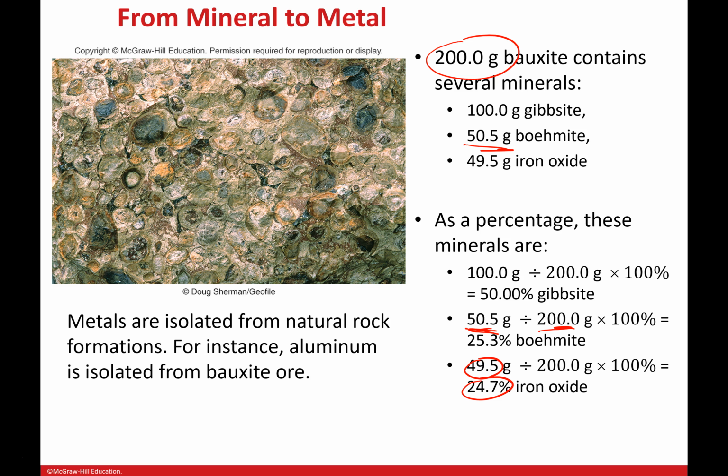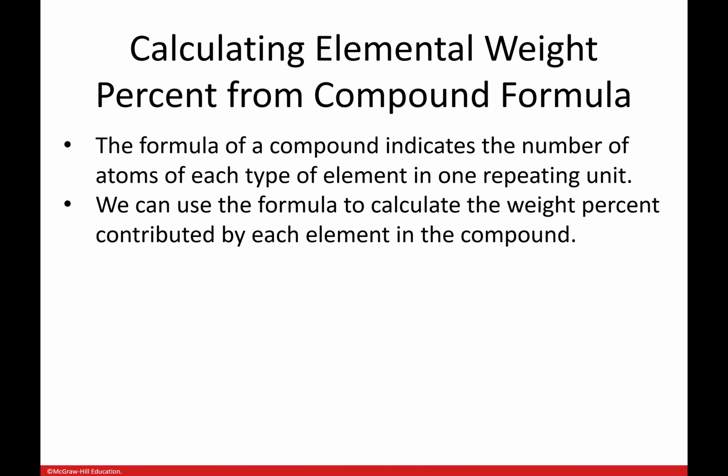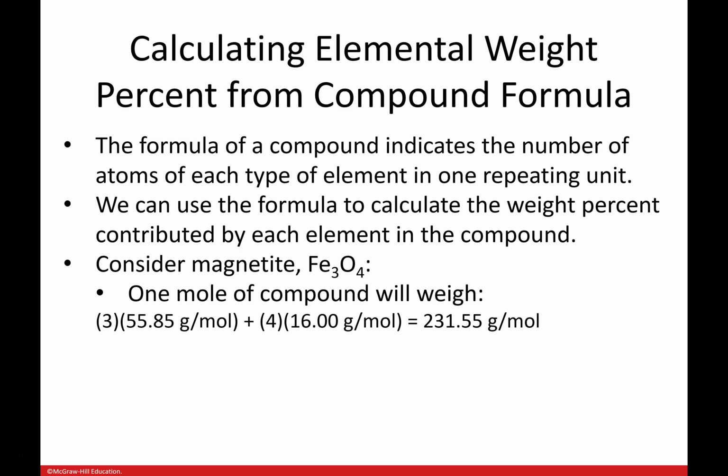Well, then, taking more of a chemistry view of things, we're going to do one together, and then you guys are going to do your turn, okay? If we're given the formula of something, an example I have here is the formula of Fe3O4. Fe3, 3 irons, and 4 oxygens.